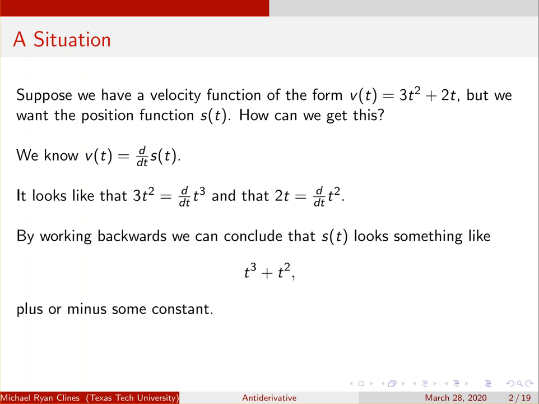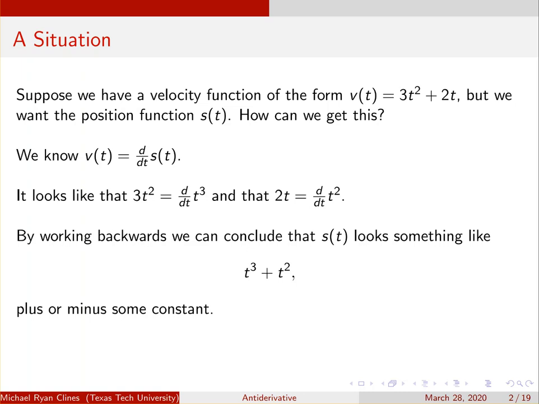We can conclude that the position function looks something like t cubed plus t squared plus or minus some constant. If you don't believe that, you can double check. Take the derivative of the function t cubed plus t squared. When you do, you get 3t squared plus 2t, which is exactly our velocity function. So this is a good candidate for our position function.